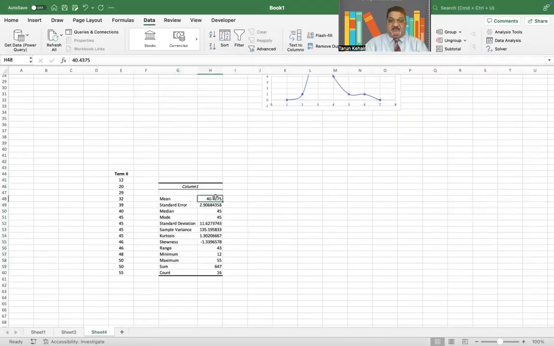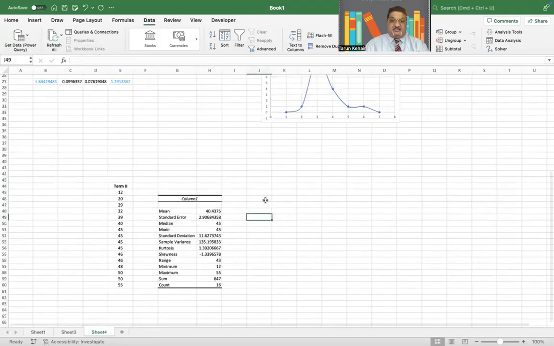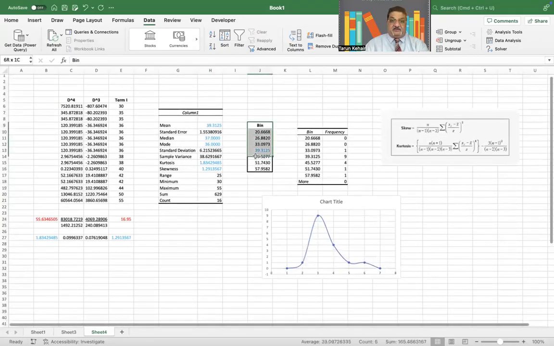Now be very careful. Here you see the mean is less than the median, and obviously in this case the mode is the same, but generally in negative skew distributions, the mean will be less than the median, which will be less than the mode. And here you will have a lot of higher scores and very few low scores, right? So that is the main thing. So now what I'm going to do is create a bin value the way I created here.